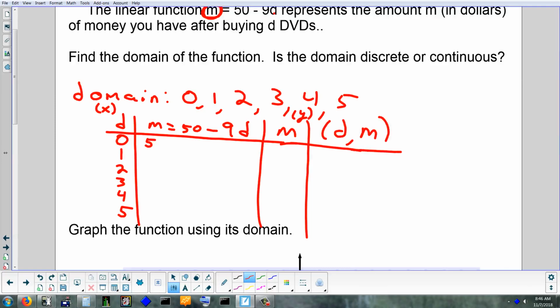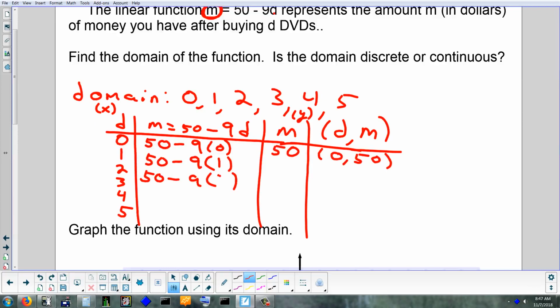All right, so we kind of already did this, but let's just do one of them together. Okay, what's the first one going to be? 50 minus, what are you plugging in for D? 0. 50 minus 9 times 0. Well, if you don't spend anything, what's 50 minus 0? 50. If you buy 0 DVDs, you still have $50. The next one is 50 minus 9 times what? 1. Let's just fill them out. 50 minus 9 times 2. 50 minus 9 times 3. All right, 50 minus 9 times 4, and then 50 minus 9 times 5. And we already did all those numbers.